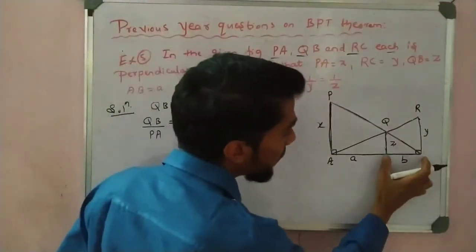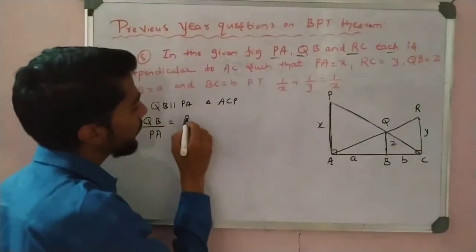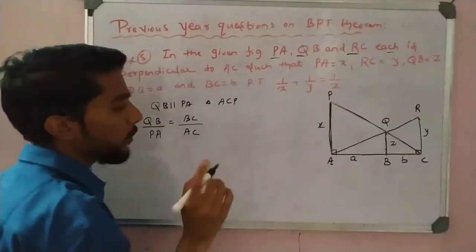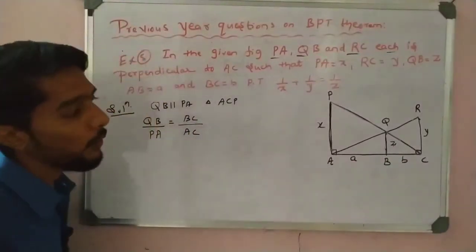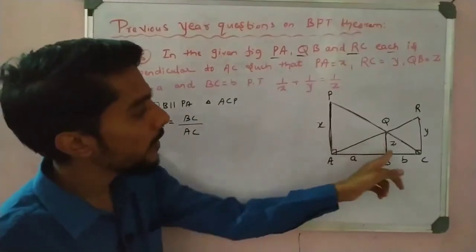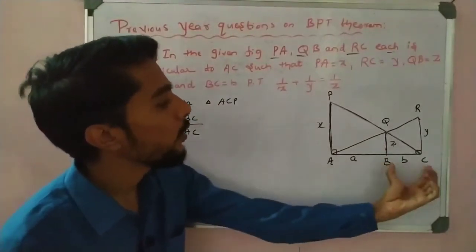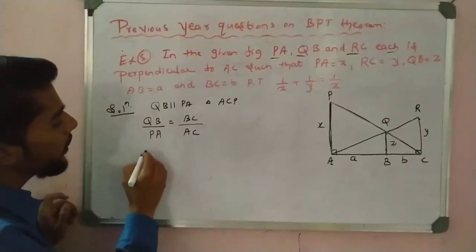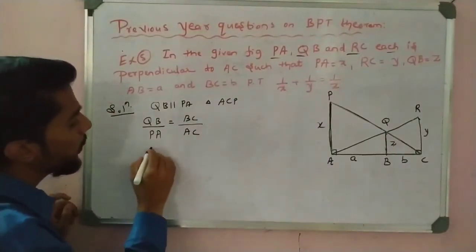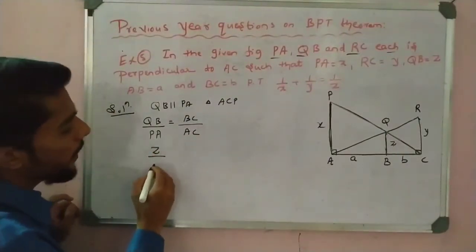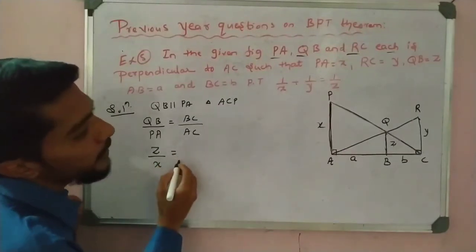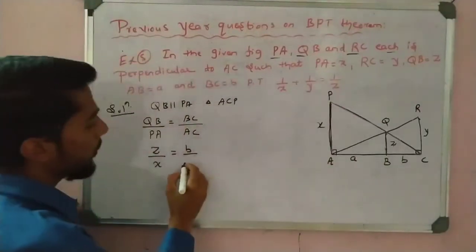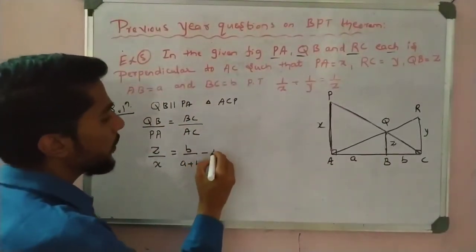See, I can take this side BC whole AC. That is very important. Whole AC as per the corollary. Okay, so if I take this method means then I take top and full. Okay, so put the values. What is QB? QB is equal to Z, and PA is equal to X, and then BC is equal to B, and what is AC? A plus B. This is the equation number 1.